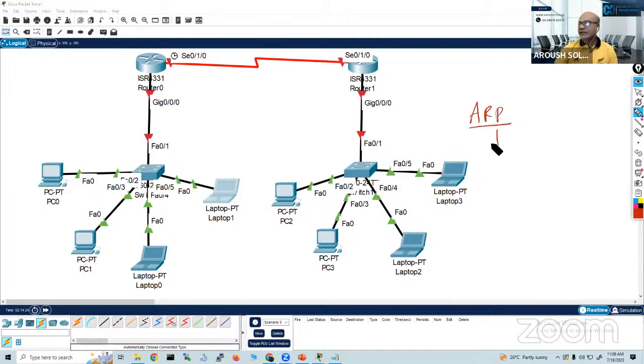Okay, once you get the reply, that is called reverse ARP. So this we shall discuss in a coming slide, not now. I don't want to make you confused. Okay, ARP I will discuss in more detail in the coming session.